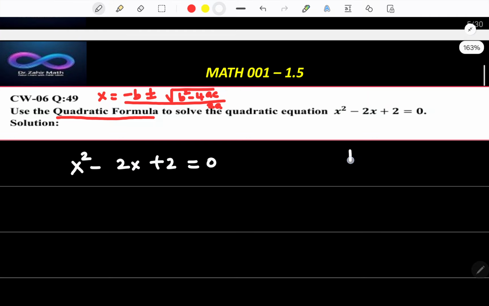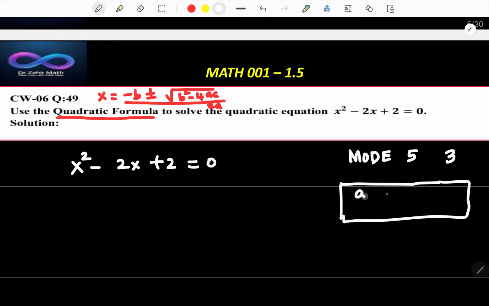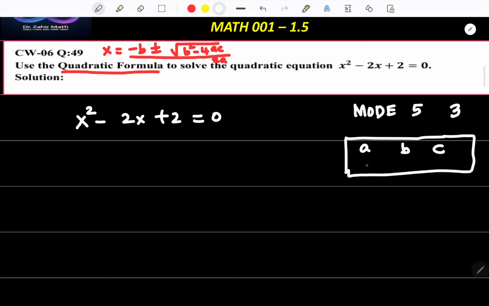Come on, go to the calculator, everybody. Mode 5 and then press 3. Then the screen will ask you A, B, C. What is A? I told you in the class, mu'amal x square. Mu'amal is an Arabic word, coefficient of x square. What is the coefficient of x square? 1. What is your B? Mu'amal x.